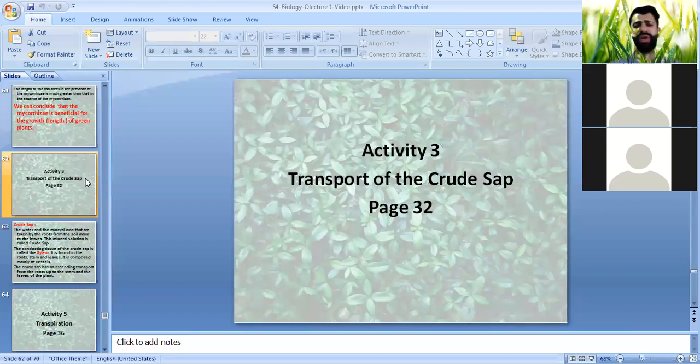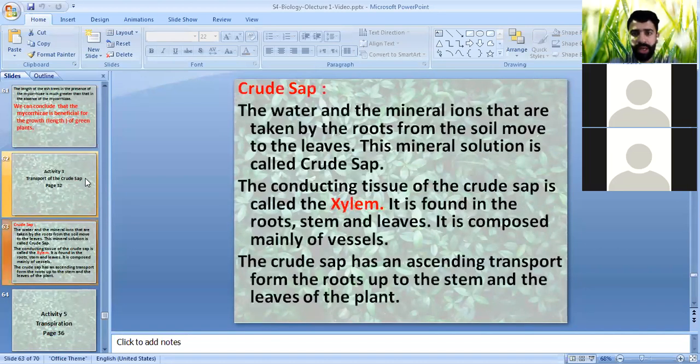Activity 3 is about the transport of the crude sap. First, what is the crude sap? The water and the mineral ions that are taken by the roots from the soil move to the leaves. This mineral solution is called the crude sap. Water and mineral ions are taken from the roots up to the stem and then to the leaves. They have a special tissue that conducts this crude sap. They are called conducting tissue.